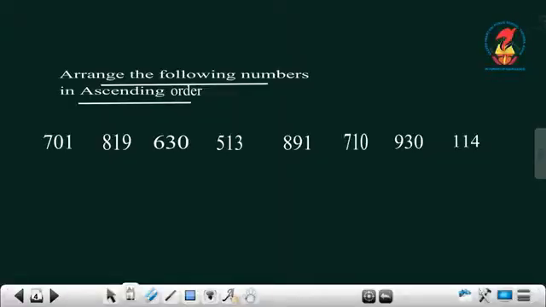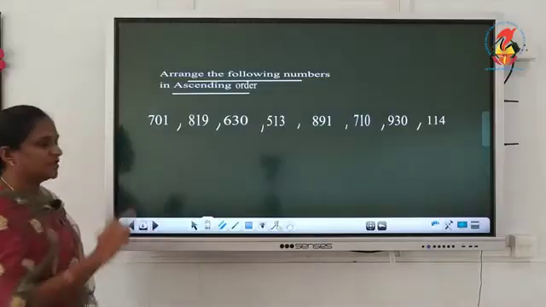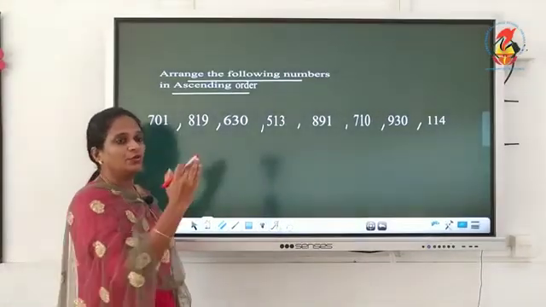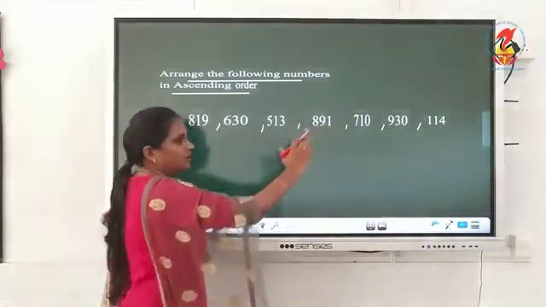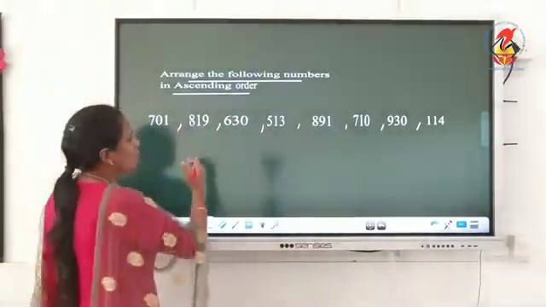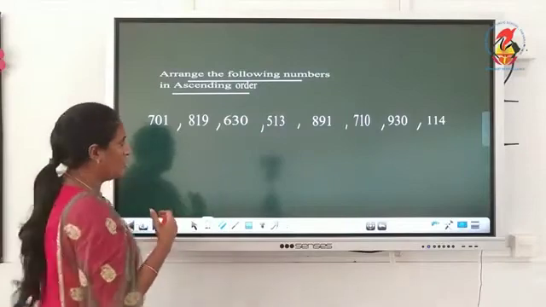Now the next topic is ascending order. How do you write in ascending order? From small to bigger number. You will arrange the numbers. Certain numbers are given, mixed up, and you have to arrange all of them in ascending order. Ascending order means you arrange these numbers from small to big in order.